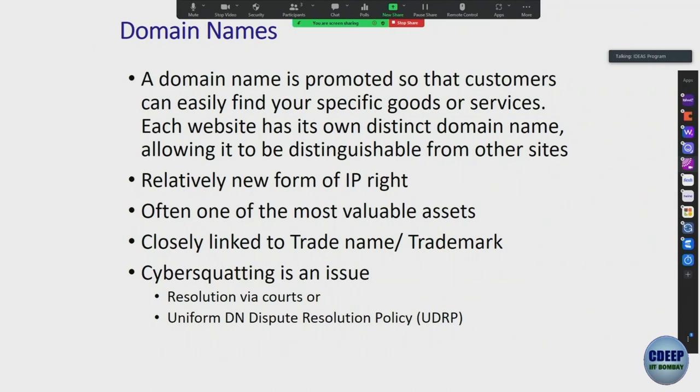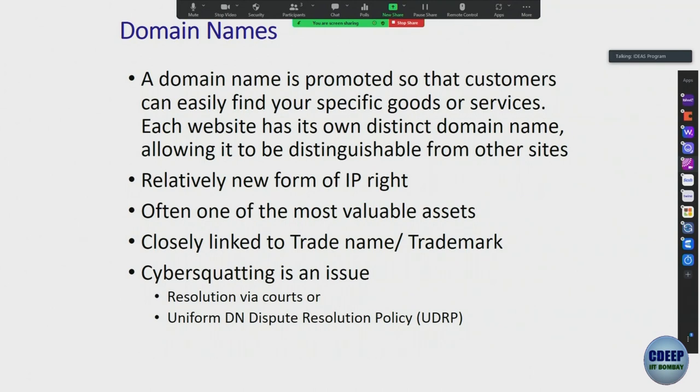Now comes domain names, which is a relatively new form of IP. It is not an IP right as such, but a kind of IP, because today a domain name is promoted so that our customers can find you on the net, and each website has its own distinct domain name, distinguished from other sites, and very often it is closely linked to your trademark or trade name, and it has become a very valuable asset.